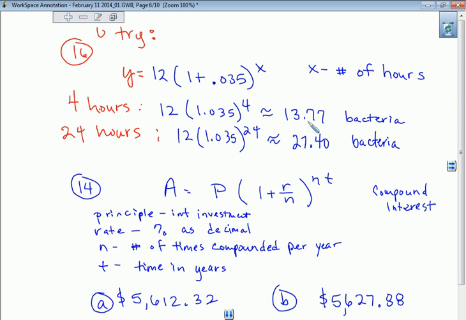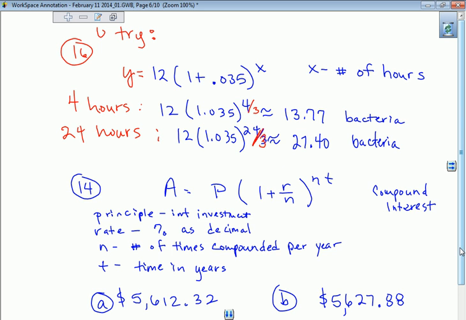Now, what if this had not said every hour? What if it had said every 3 hours? What would we do differently? You'd put a 1/3 up here. We'd take all of these and divide them by 3. So this would be 8, because if it happens every 3 hours, wouldn't that be 8 times during a day? Yes. And then here we divide by 3, which would give us a rational exponent. That's good common sense.